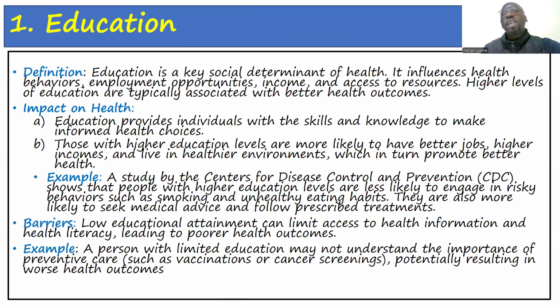So number one is about education. So when you're talking about education, education is a key social determinant of health. It influences health behaviors, employment opportunities, income, and access to resources. Higher levels of education are typically associated with better health outcomes. So people who are well educated are well equipped with skills and they are aware of how to keep themselves healthy.